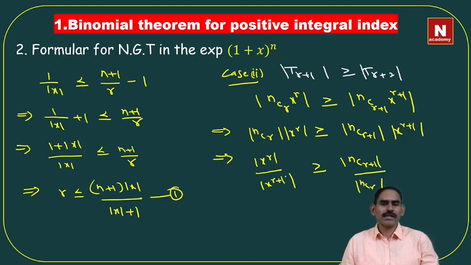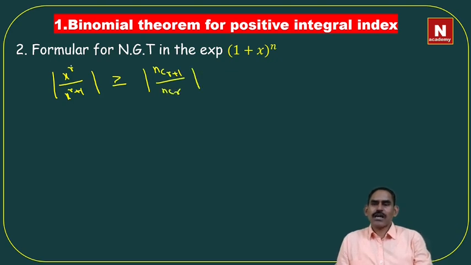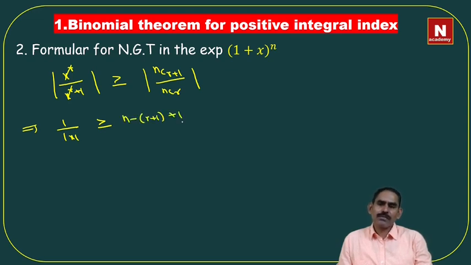Just rewriting this step. So next, by writing a single modulus, modulus of x power r by x power (r plus 1) is greater than or equal to modulus of nC(r plus 1) by nCr. X power r gets cancelled. That implies here the denominator x is there. That's why this is 1 by modulus of x is greater than or equal to, by using the formula nCr by nC(r minus 1), (n minus r plus 1) by r. Here r is r plus 1.